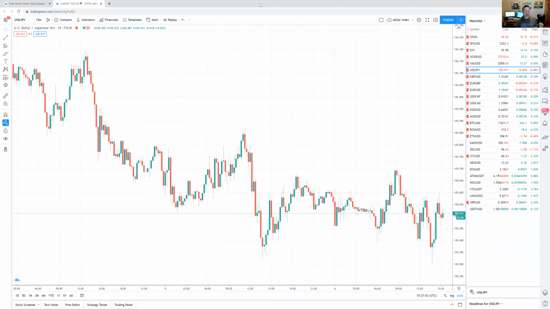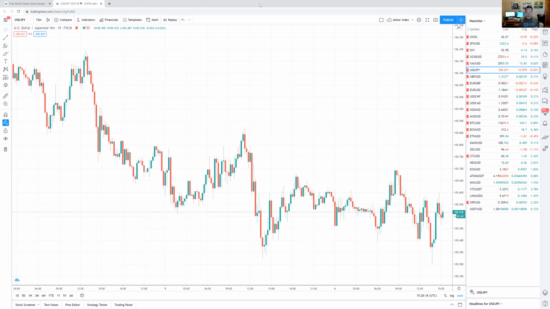I'll be making more scalping videos, but you have to understand that you've got to look within yourself and have the discipline to figure out what scalping means to you and how you analyze on these lower time frames. So I'm at the 15-minute chart for US dollar to the Japanese yen here.